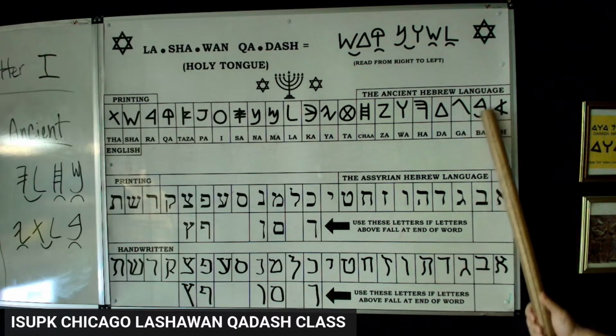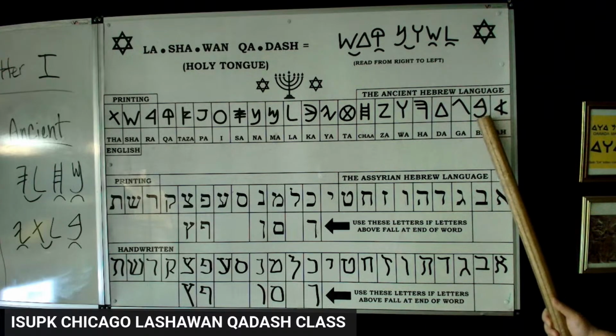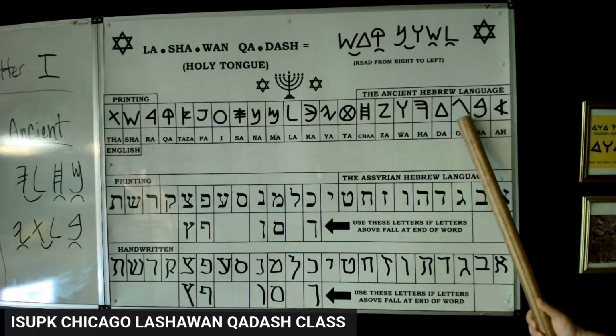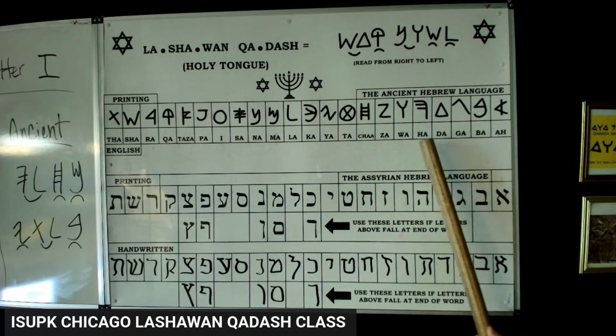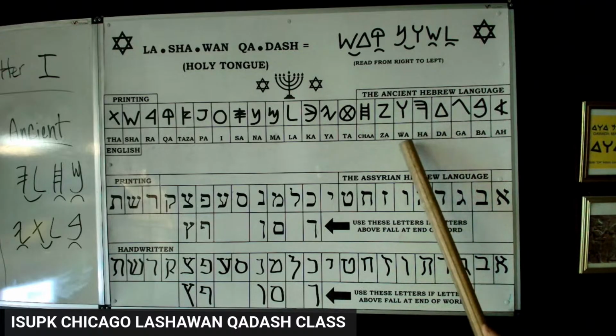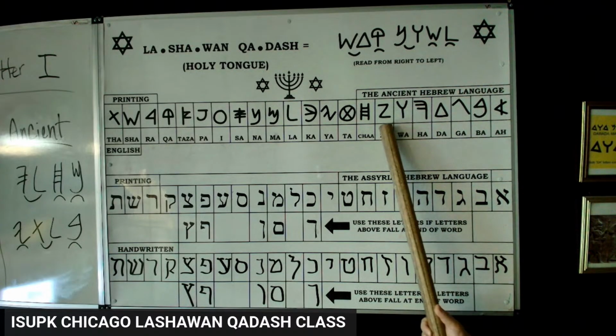Ba is like a triangle going into a G form at the bottom. You got Ga looking like a slanted 7. You got Da looking like a triangle. You got Ha looking like a flipped F with an extra line. You got Wa looking like a Y. You got Za in the form of a Z.